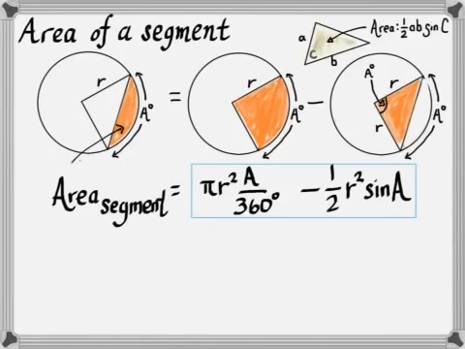That's a big messy formula. And it's well worth memorizing because trying to regenerate it on the fly is tricky. So you remember it as sector area minus triangle area.